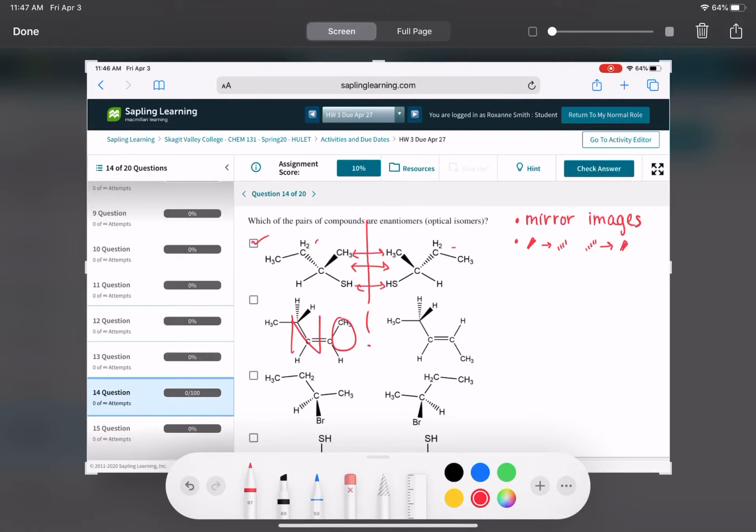What do we got with our next one? Are they being drawn as mirror images of each other? It sure looks like mirror images. That looks like that's a yes as well.